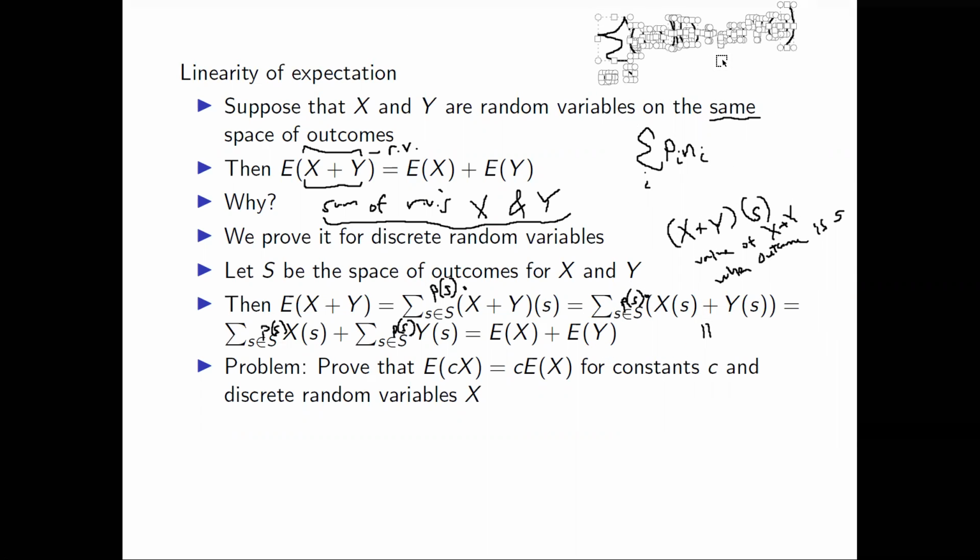So I'll put that up there. So here's a problem for you to prove. Prove that the expectation of c times the random variable x, where c is some constant, is equal to c times the expectation of x.